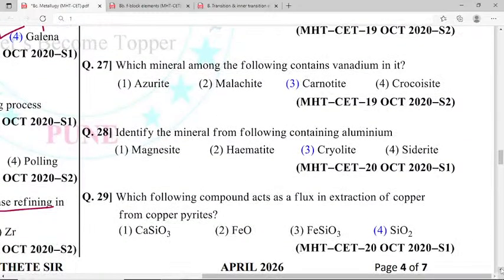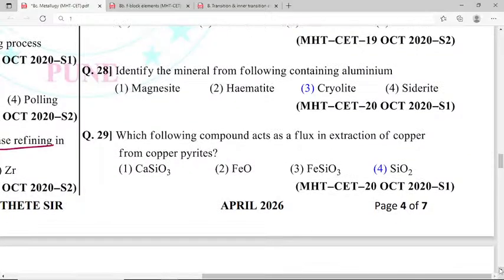Which mineral among the following contains vanadium? Carnotite. Identify the mineral from the following containing aluminium. Cryolite. Na3AlF6 is called cryolite. Which of the following compounds acts as a flux in extraction of copper from copper pyrite? Silica, SiO2.